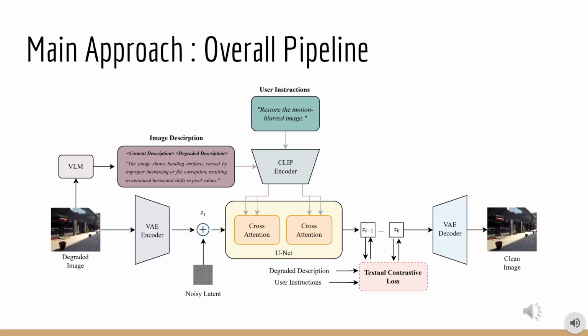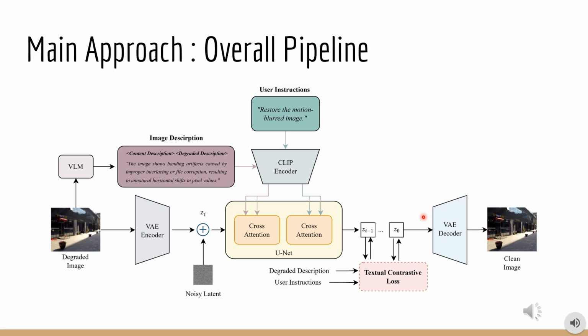Let's go into our main approach now. This is the overall pipeline of our main approach. Fine-tuning or retraining the PromptFix model requires significant computational resources and risks affecting its pre-trained knowledge. Therefore, instead of modifying the model itself, we leverage the pre-trained PromptFix as our base model and introduce a loss function called textual contrastive loss, which can be seamlessly integrated into every sampling time step.